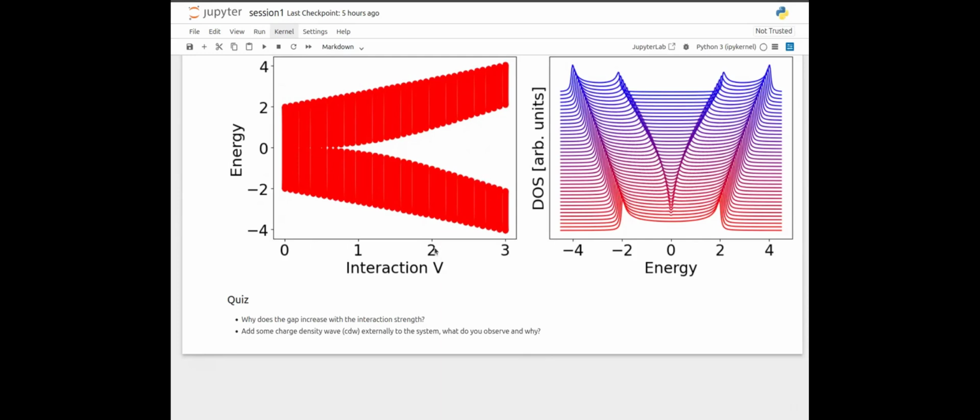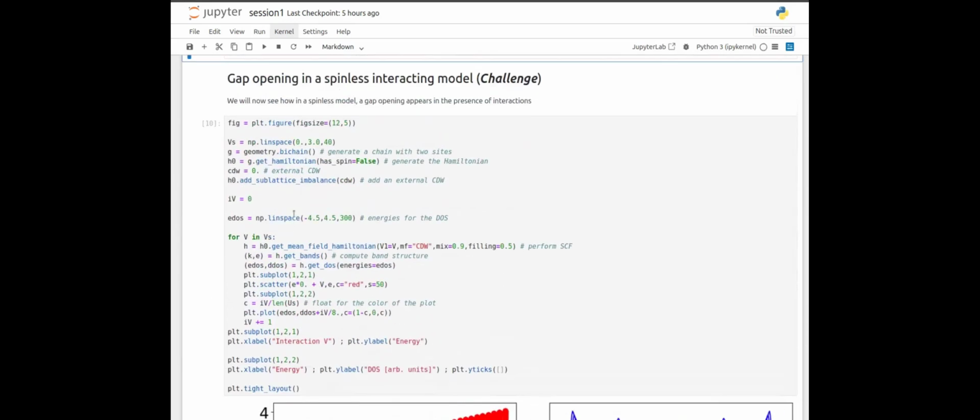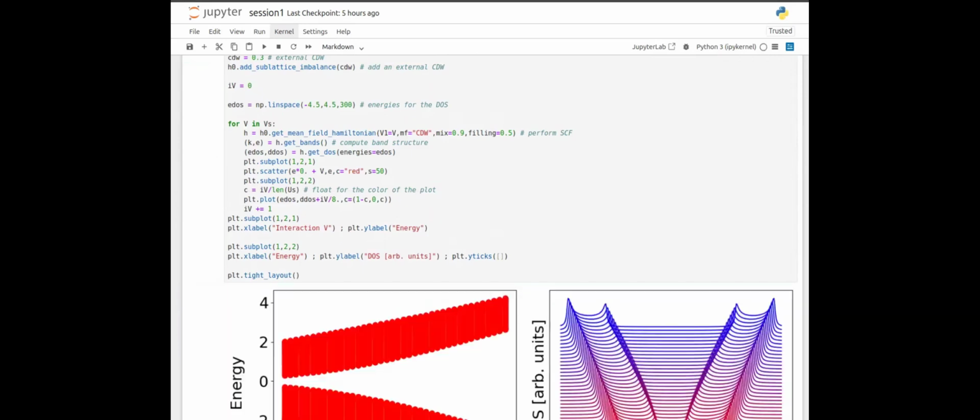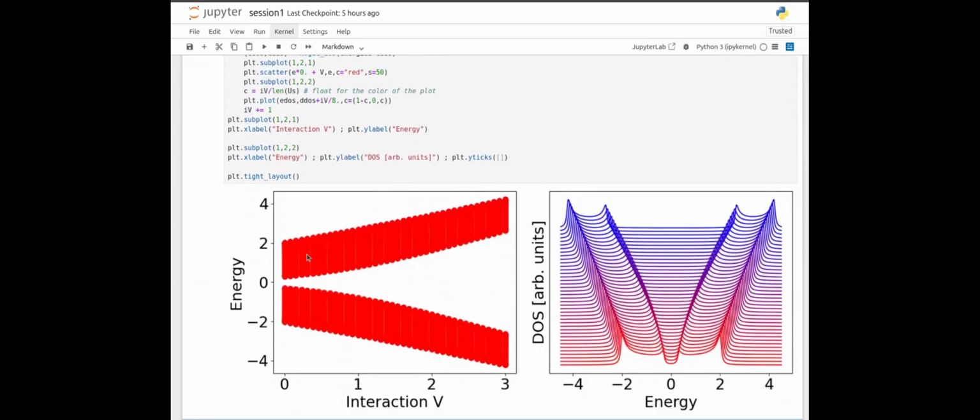And so now the next question is, what happens if we add a little bit of external charge density wave to the system, very much as what we did before? We can do it again here. So instead of taking a charge density wave of 0, we can take a charge density wave of 0.3. We perform the whole calculation again, and what we observe is that already at interaction 0, we have a finite gap. And then as we increase the interaction, the gap becomes bigger and bigger. So again, having a little bit of sublattice imbalance at the beginning helps interactions develop a bigger sublattice imbalance.